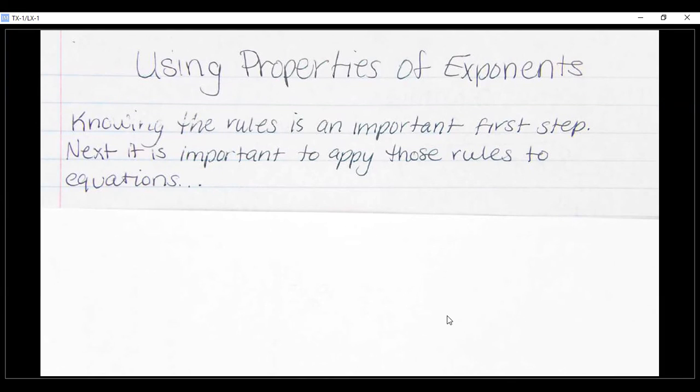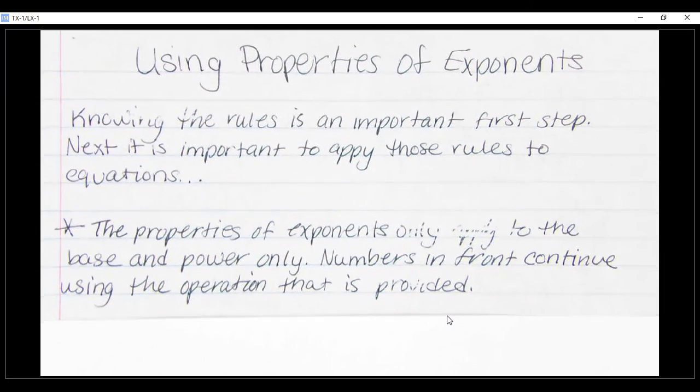Hi everyone, today we're going to be using properties of exponents. So in our last video, we talked about what each of the rules were for exponents. But knowing the rules is only the first step. It is a very important step, but now we're going to apply these rules into equations. So let's take a look.